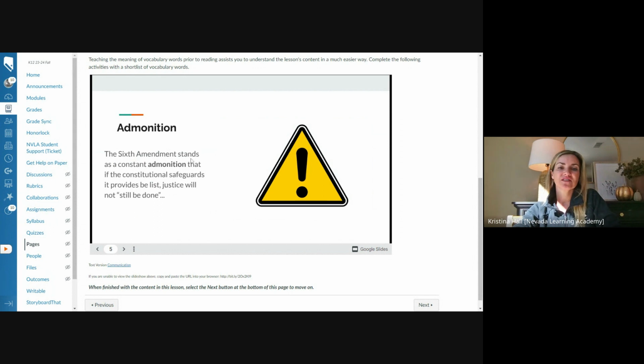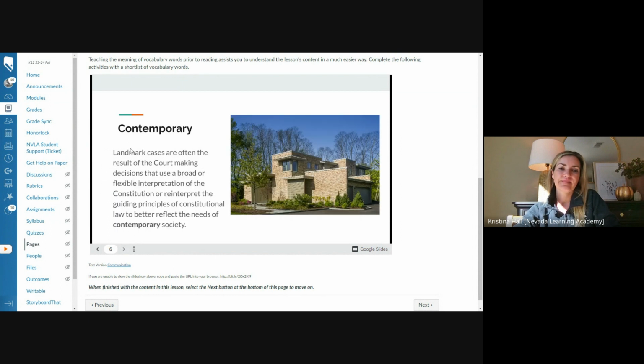Admonition: the 6th Amendment stands as a constant admonition that if the constitutional safeguards it provides be lost, justice will not still be done. And then contemporary: landmark cases are often the result of courts making decisions that use a broad or flexible interpretation of the Constitution or reinterpret guiding principles of the Constitution, reflecting a contemporary society. So it would be more of an activism approach, taking it and looking at the theme or interpretation of it, not necessarily the literal interpretation of it.